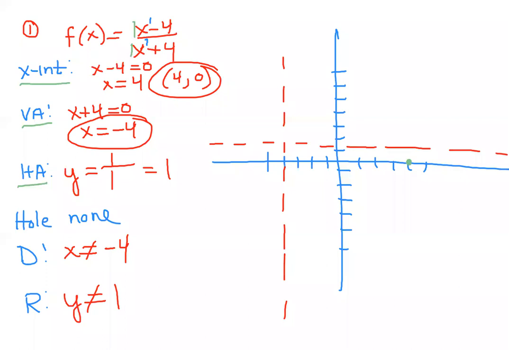So you know that it's going to look something like this and something like this. And at this point, you can just put those in. If you would like to make a little chart and find some points, you can. I'm not really that concerned about it. I want you to find the asymptotes. I want you to find the x-intercept, and I want you to find holes if there are any.